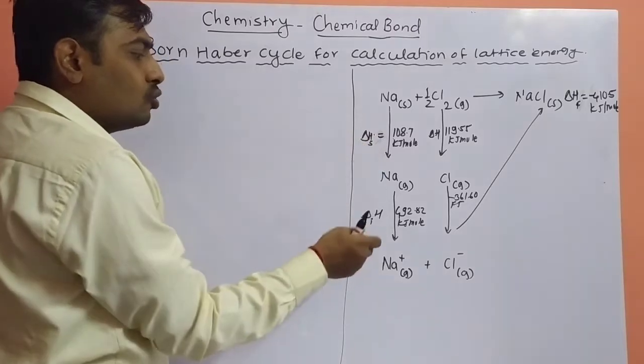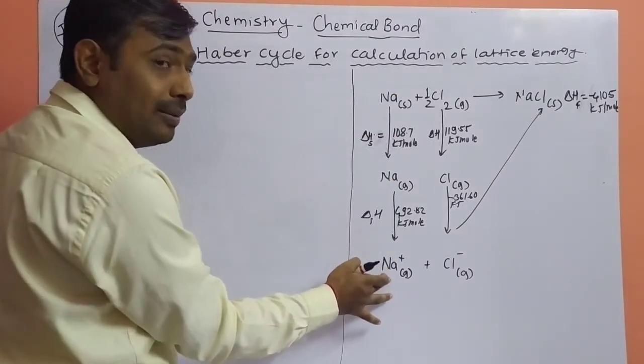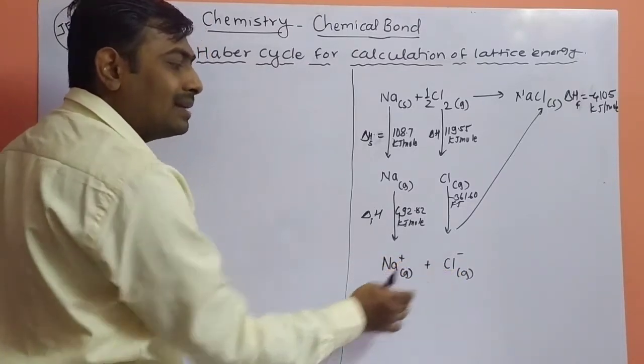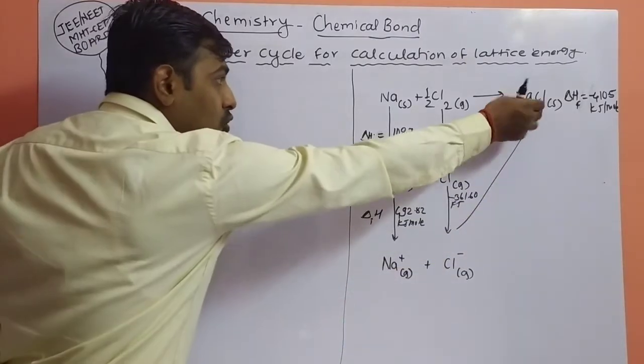First of all, sodium chloride is formed by sodium gaseous ion and chloride gaseous ion. So sodium gaseous ion and chloride gaseous ion show electrostatic force of interaction to form sodium chloride.